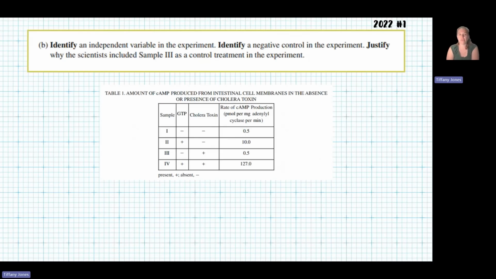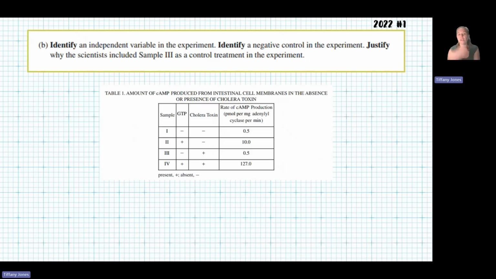So here we're given that same diagram where I didn't give you the prompt. Identify independent variable, which we already did. We want to identify a negative control in the experiment. As I said, the negative control will be the one that does not have the treatment. So if I was treating it with GTP or treating it with the cholera, then I want to have the group that doesn't have either of those. So that would be sample 1.